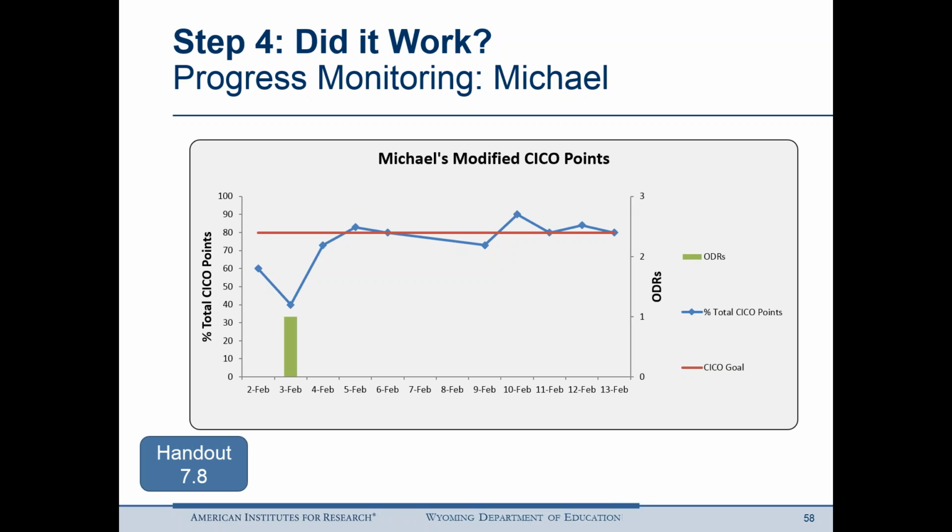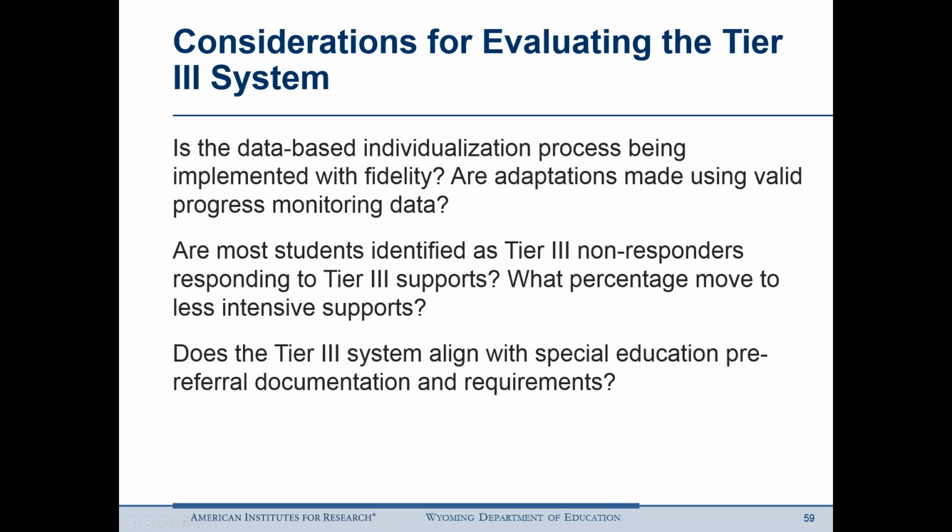This graph shows that although Michael struggled in the beginning of the implementation of his new behavior intervention plan, the data indicate that Michael's performance became more consistent and he was able to meet his check-in, check-out goal on 6 of 10 days. In addition, he only had 1 ODR during that time compared to 2 in the previous review period. Although Michael is making some progress and is now meeting his goal 60% of the time, the team will continue to make adaptations until Michael consistently reaches his goal of 80% total check-in, check-out points.